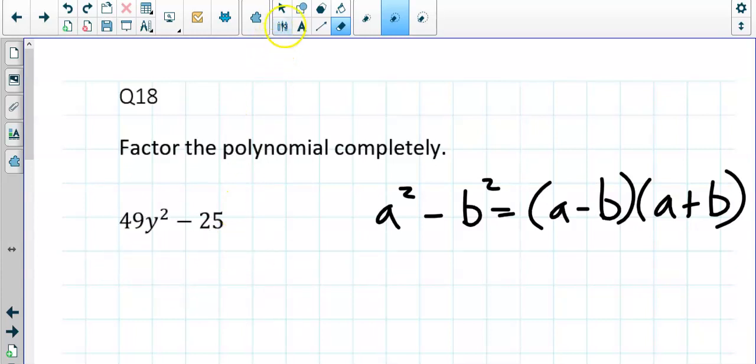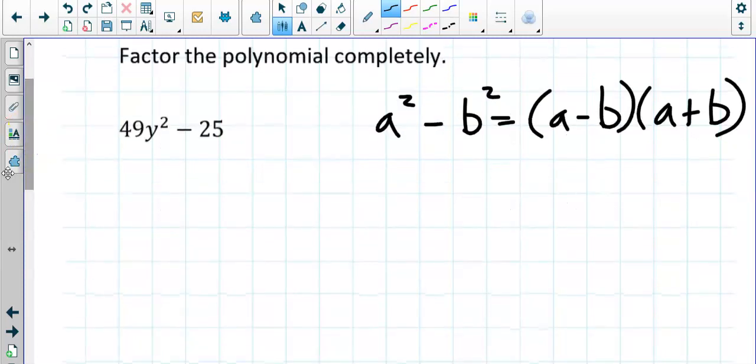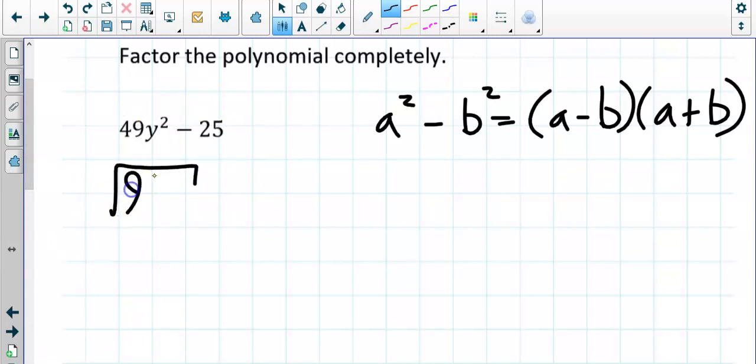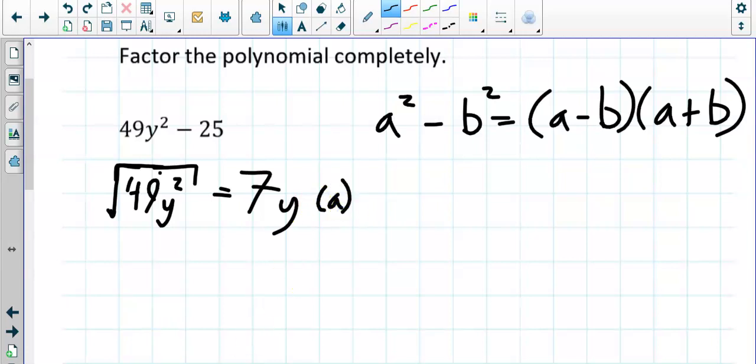But I show a different way. I call it the square root method because we call this a difference of squares for a reason, because they are squares. We can take square roots of these. So we're going to take the square roots and figure out what is the real a, what is the real b. What was it that was used to create this? So we're going to take the square root of 49, not 94. 49y squared. What's the square root of 49? 7. And the square root cancels out the square, so it becomes 7y. That is your a.